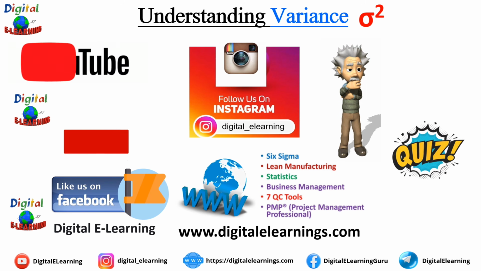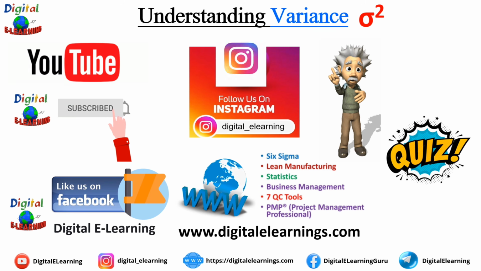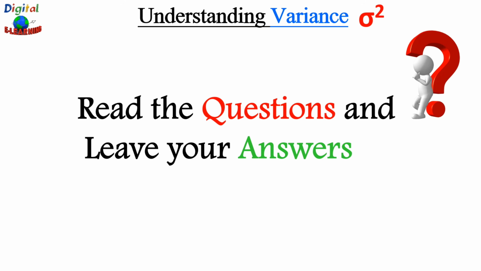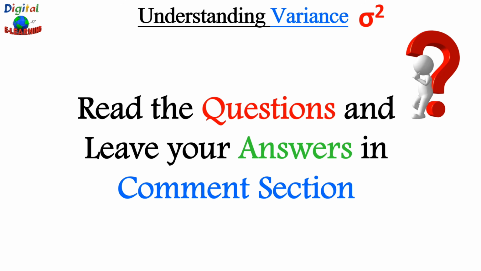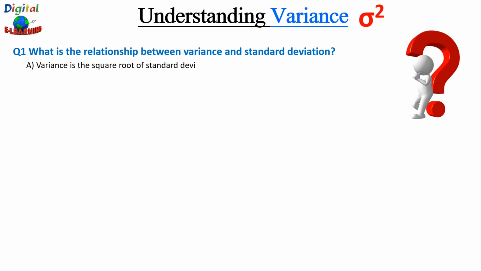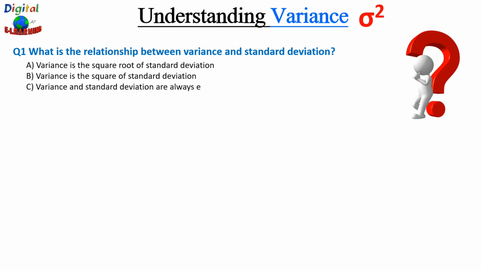Now is the quiz time on this topic. Read the questions and leave your answers in the comment section below. First question: what is the relationship between variance and standard deviation? Options are: variance is the square root of standard deviation; variance is the square of standard deviation; variance and standard deviation are always equal; variance is always greater than standard deviation.